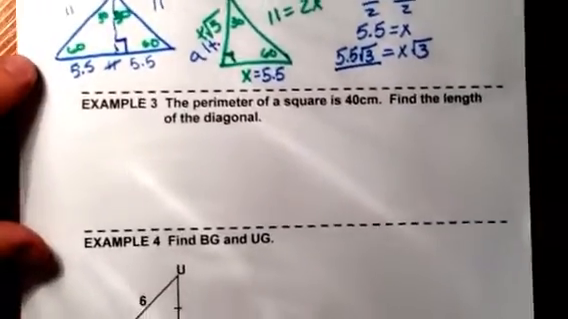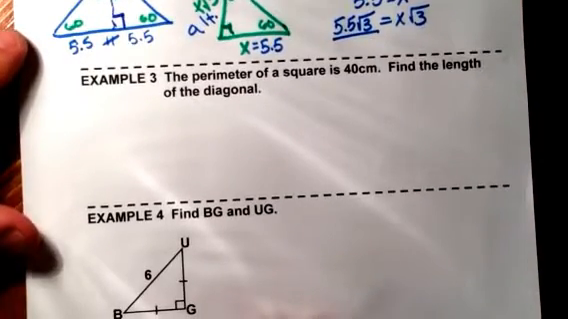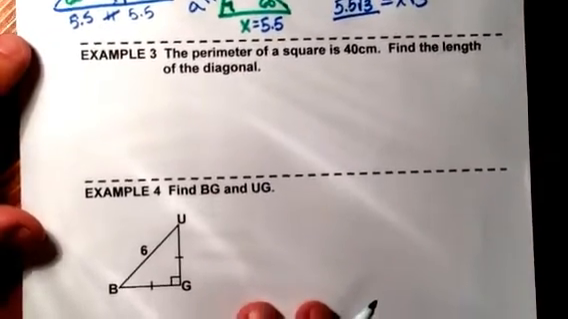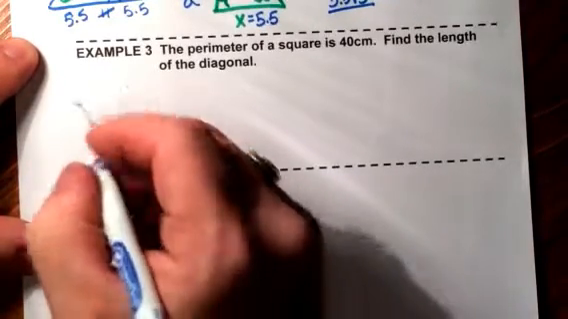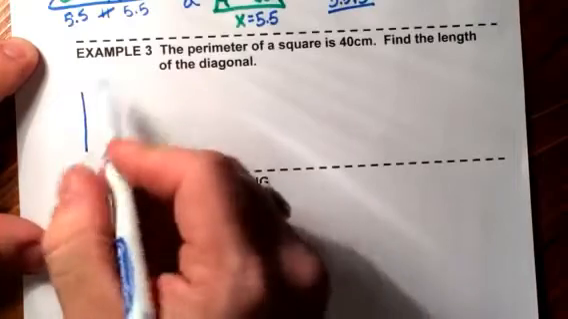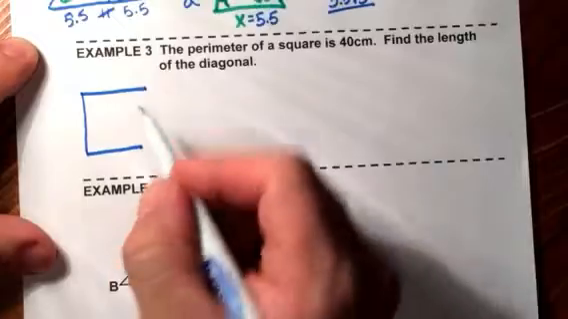Let's look down at example number 3. The perimeter of a square is 40 centimeters. Find the length of the diagonal. My suggestion to you is to pause the video at this time and attempt to do this problem on your own.